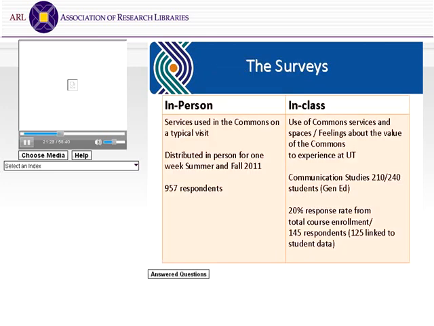And the surveys. We've created two surveys. One was this in-person survey where we focused on services used on a specific visit. And we ran this for a week in summer of 2011 and a week in fall of 2011. And we had over 900 respondents, which we were very pleased with.